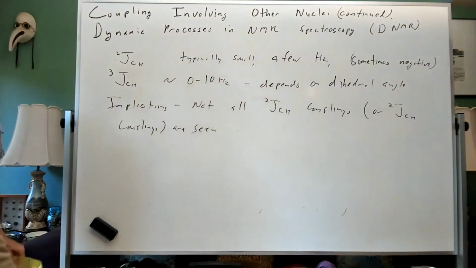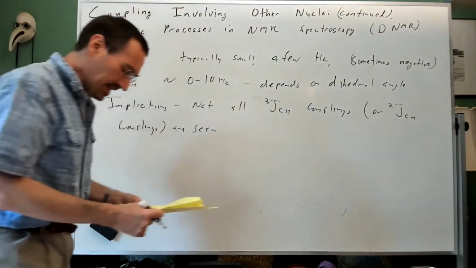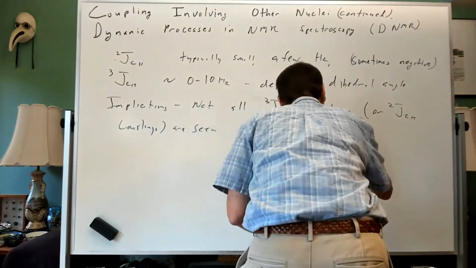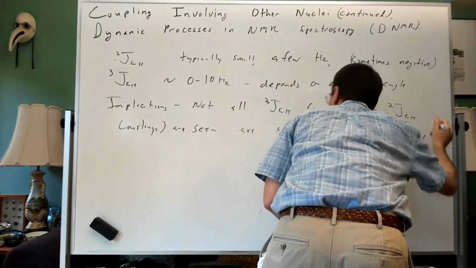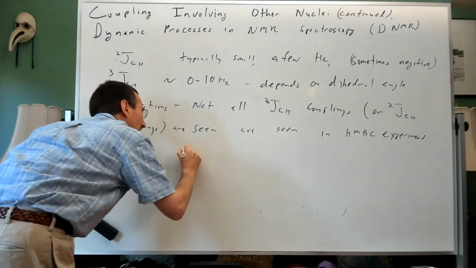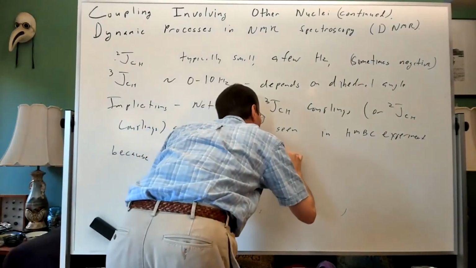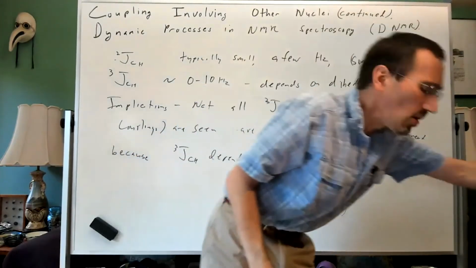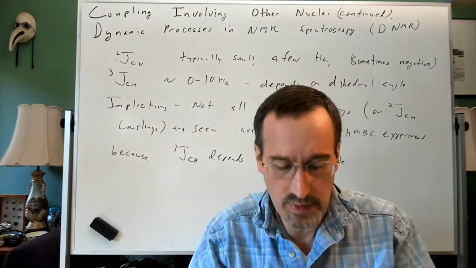Not all J2CH couplings or J3CH couplings end up being seen in an HMBC experiment. At least for J3, that's because the J3 depends on the dihedral angle. And that's going to make more sense to you later when you start to use these experiments to help interpret data.